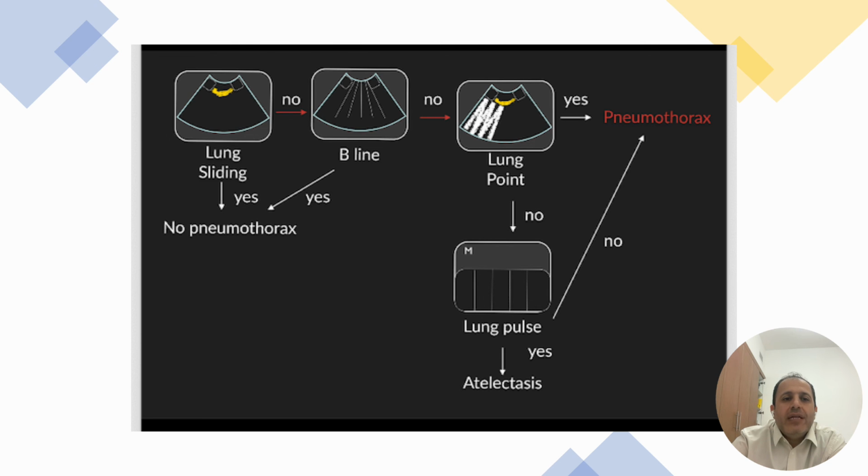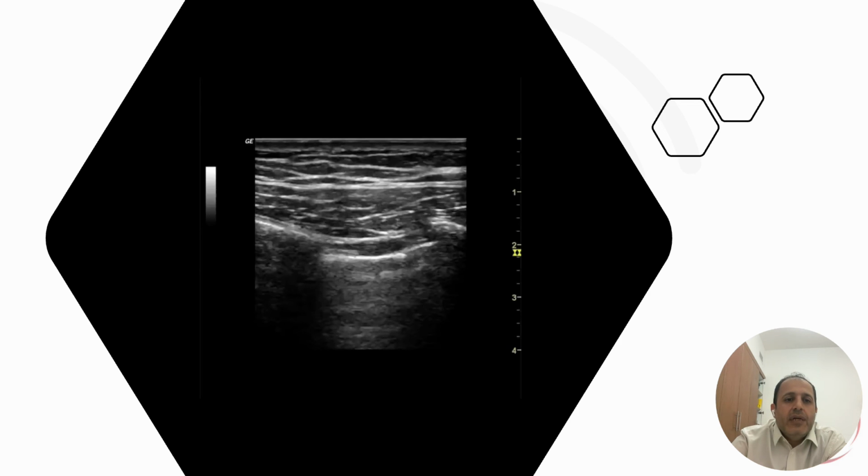If there is no lung sliding, we should check for the B line. If you find a B line, it is not pneumothorax. But if there is no B line, we should check for lung point. If there is a lung point, we will discuss what the lung point is, it is pneumothorax. But if there is no lung point, we should check for lung pulse. If there is no lung pulse, it's a pneumothorax. If there is a lung pulse, it's atelectasis. So let's check this one.